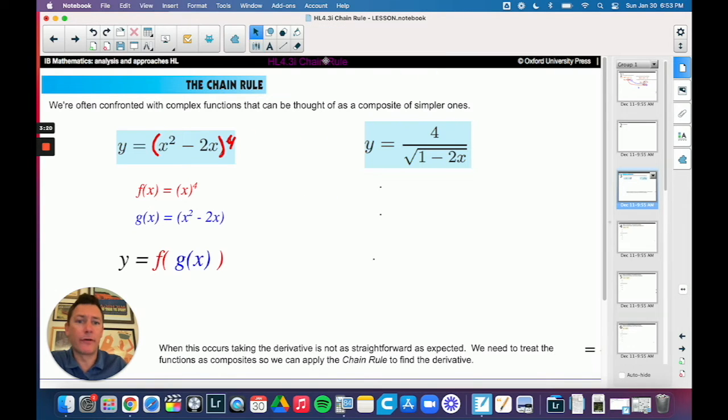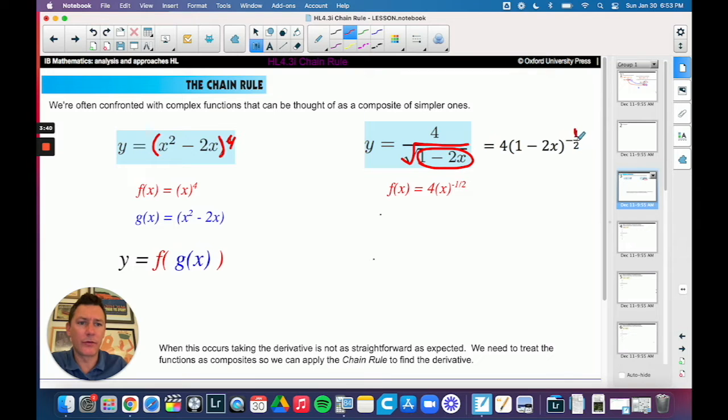Here's another example of a function buried in another function. Maybe it's a little bit harder to see here, but maybe if we thought about this like this, there's an equivalent: 4 times all of this stuff. The 1/2 is from the radical, and the negative is from being in the denominator. So here is a more approachable way to look at this function. The outside piece of the function is this 4 times blah, blah, blah to the negative 1/2, and the inside is the blah, blah, blah.